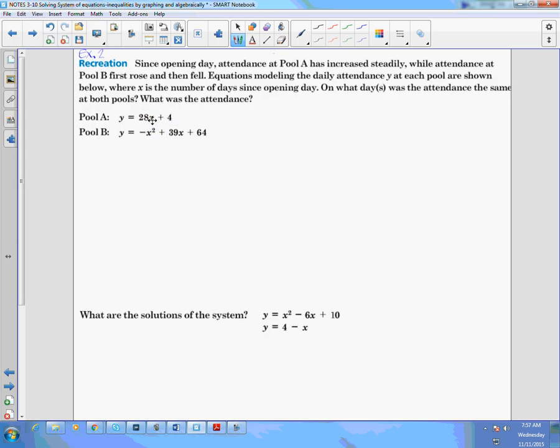Since opening day, attendance at Pool A has increased steadily. Is that important? If we graph Pool A's attendance, what graph would it be if it was increasing steadily? Linear. That's important to know. Pool A is linear.